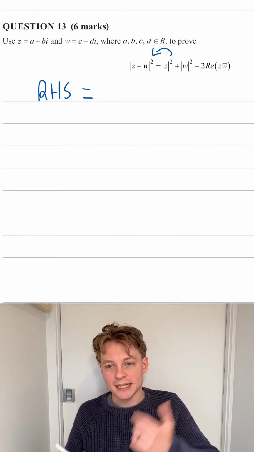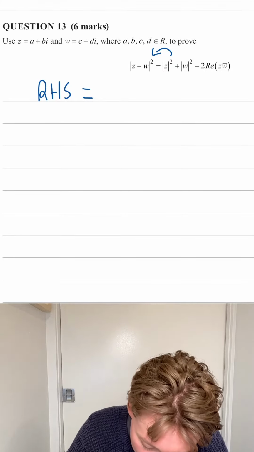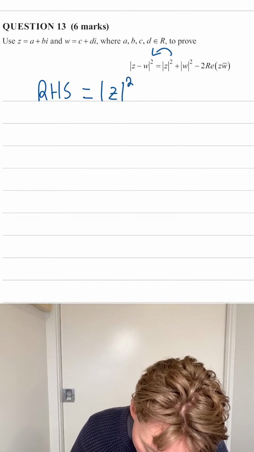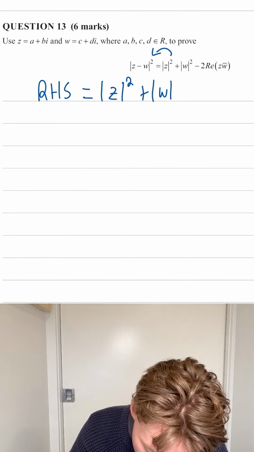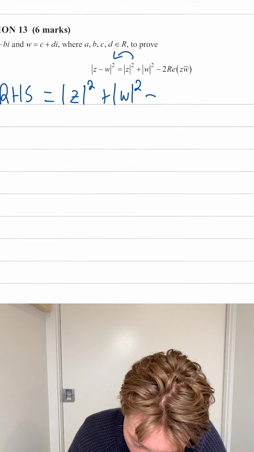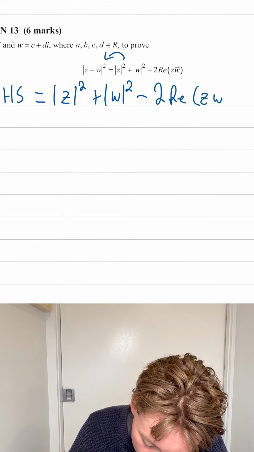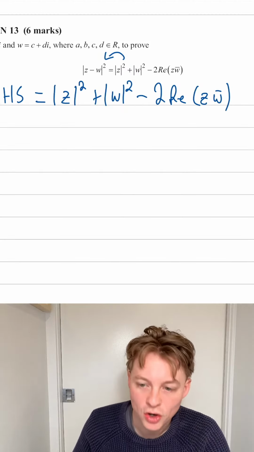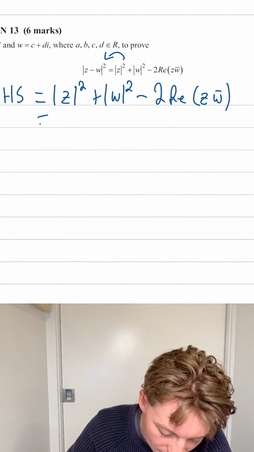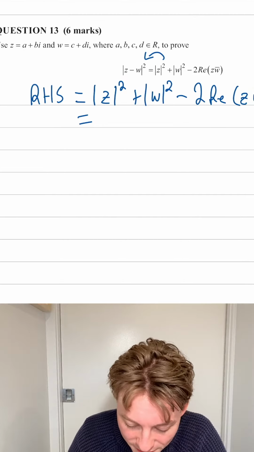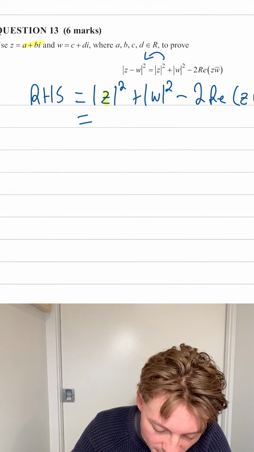So let's start with my right-hand side. My right-hand side is the modulus of Z squared plus the modulus of W squared minus 2 times the real part of Z multiplied by the conjugate of W. Okay? So let's just substitute in. Sometimes we can do these very theory-based. Sometimes it's better to substitute in.